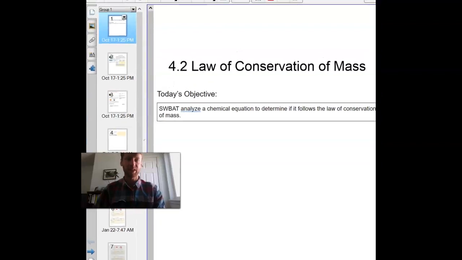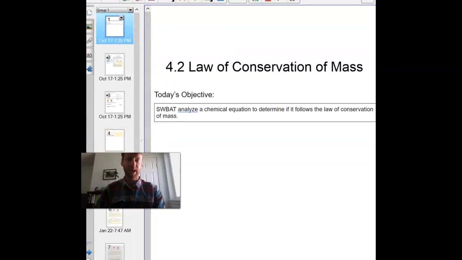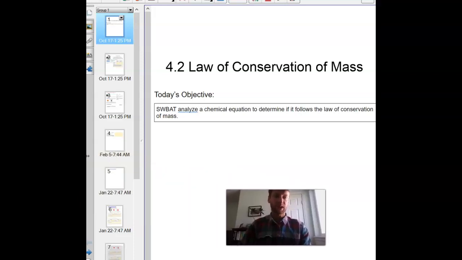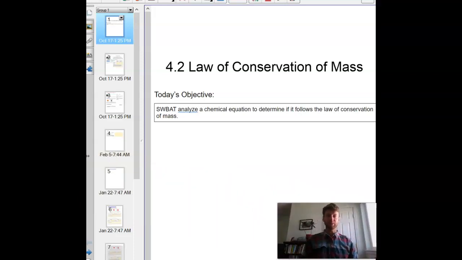Today we're going to be learning about the law of conservation of mass. So the objective for today is by the end of today's class, you'll be able to analyze a chemical equation and determine if it follows the law of conservation of mass. Tomorrow, we're going to take that understanding and go one step deeper into what the law of conservation of mass means and how we can apply it in an experimental setting.